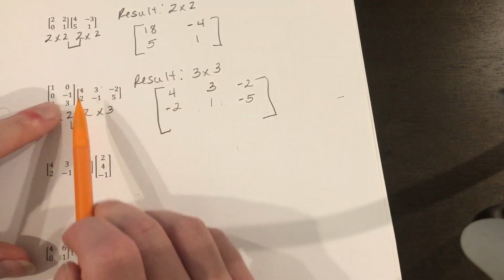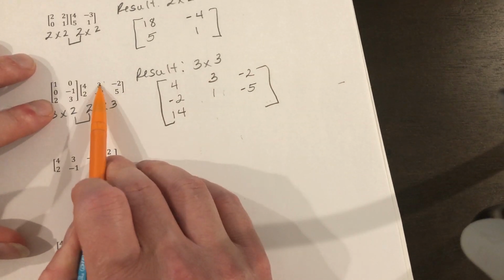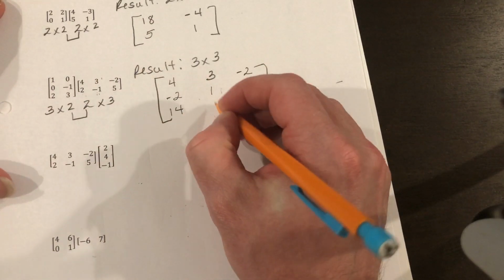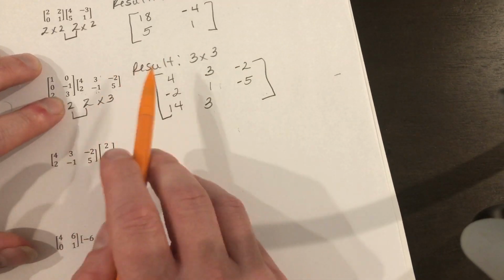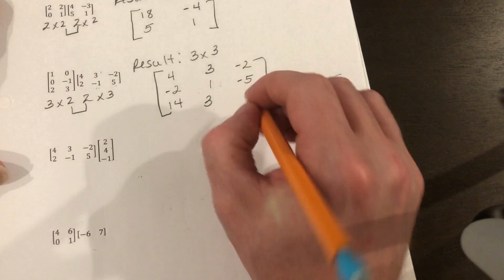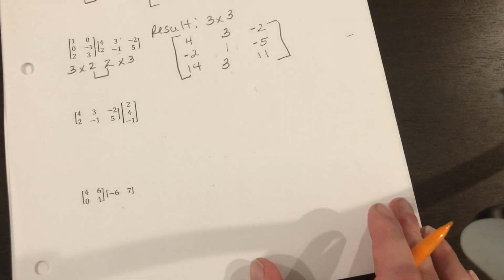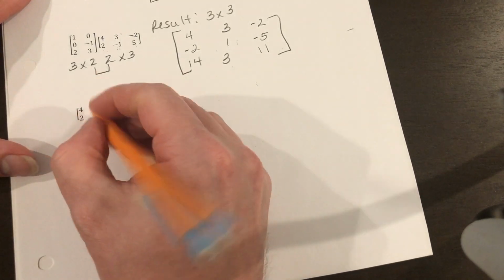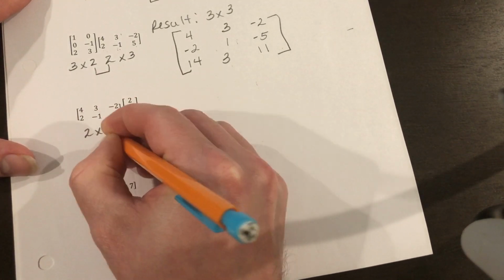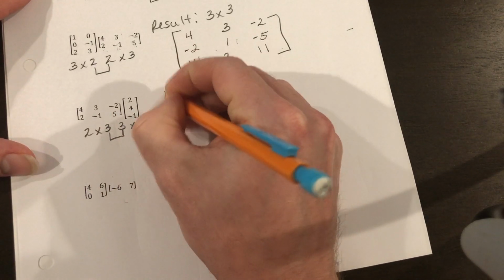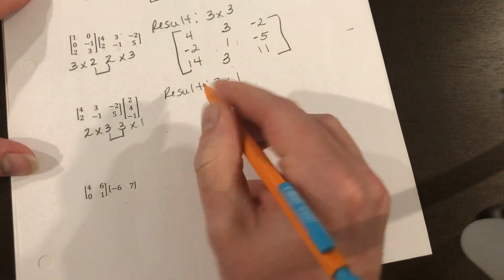Okay, last one. 8 plus 6 is 14. 6 minus 3 is 3. And negative 4 plus 15 is 11. Okay, next one we got a 2 by 3. And then we got 3 by 1. Okay, so result is going to be a 2 by 1 matrix.